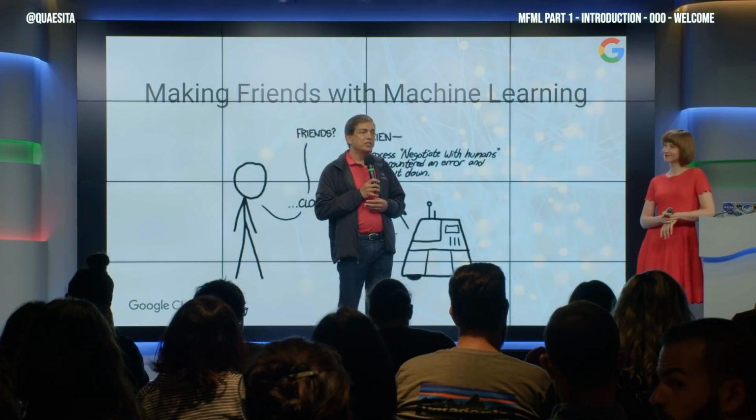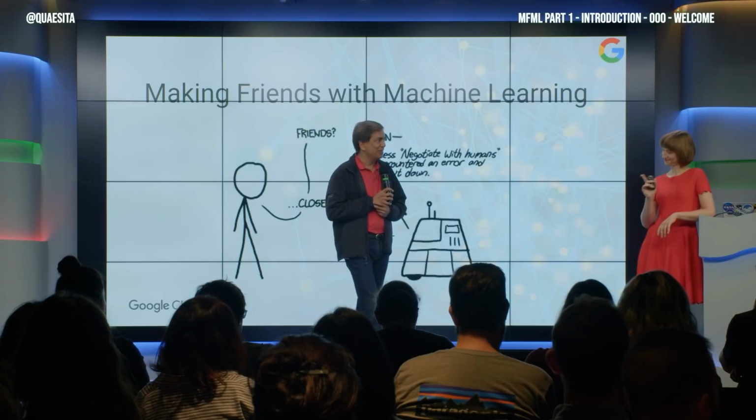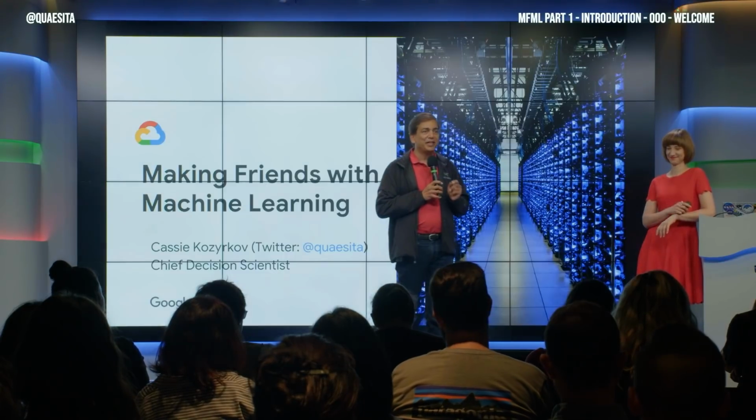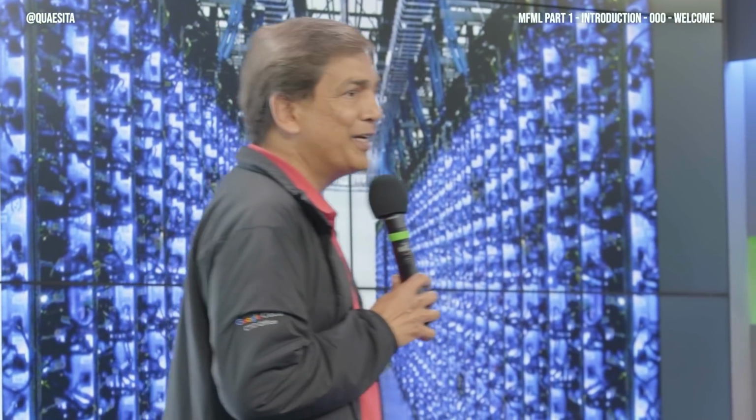Her role is chief decision scientist at Google Cloud. It just changed from chief data scientist with the office of CTO. So my pleasure to introduce Cassie, and she'll take it from here.